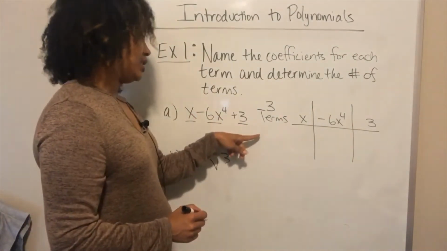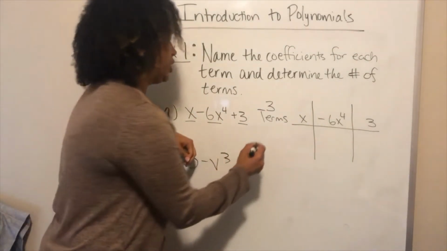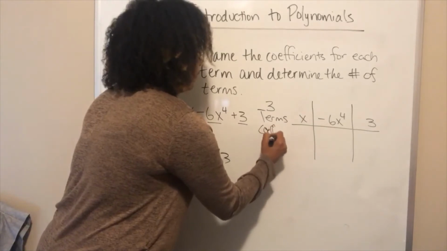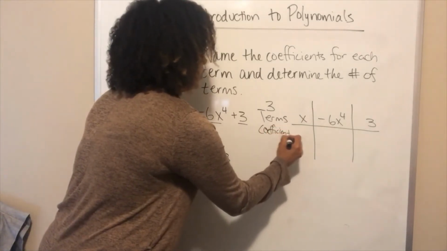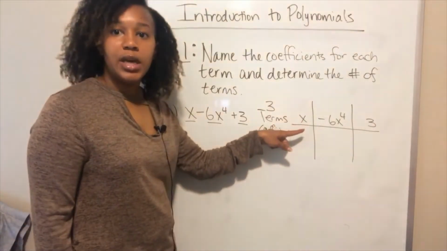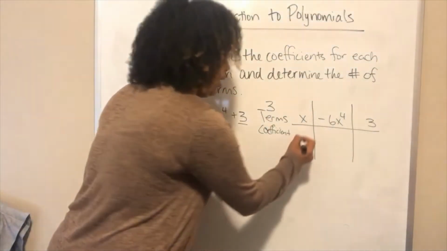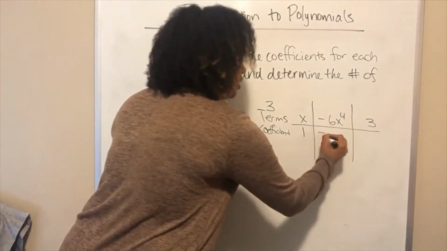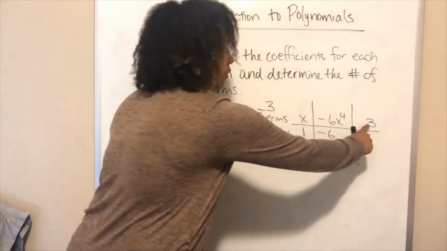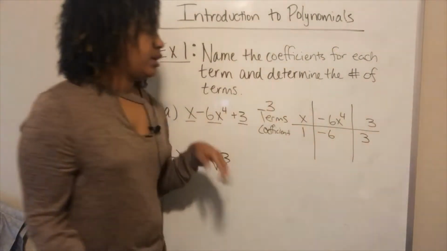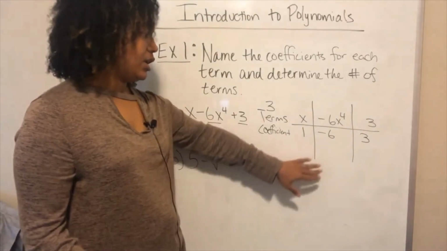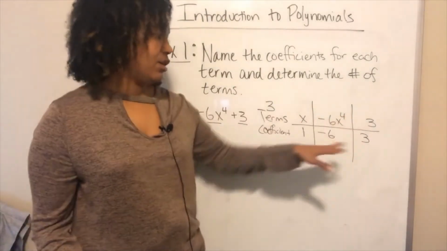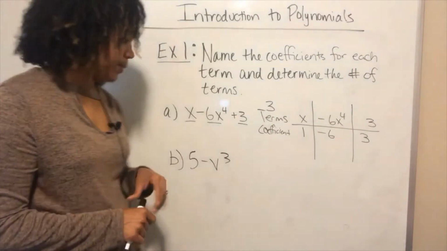And then it asks us to figure out what is the coefficient for each term. Since there's no number in front of this x, there's an understood 1. So the coefficient of that term would be 1. The coefficient of this term would be -6. And the coefficient of this term is 3. That is basically how you would identify the terms and write the coefficient for each one.